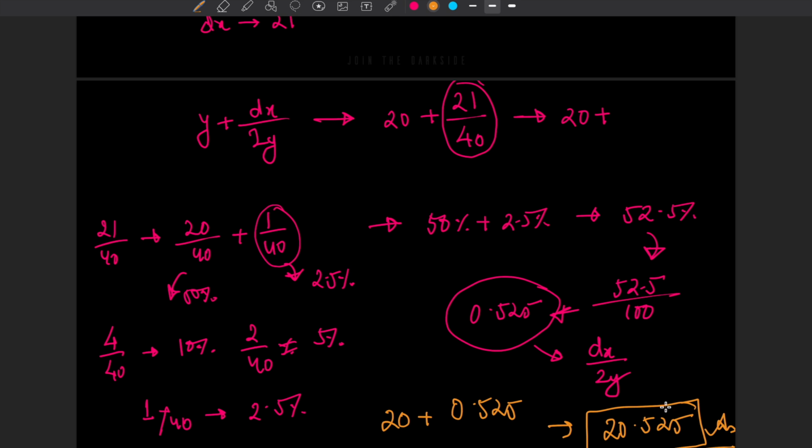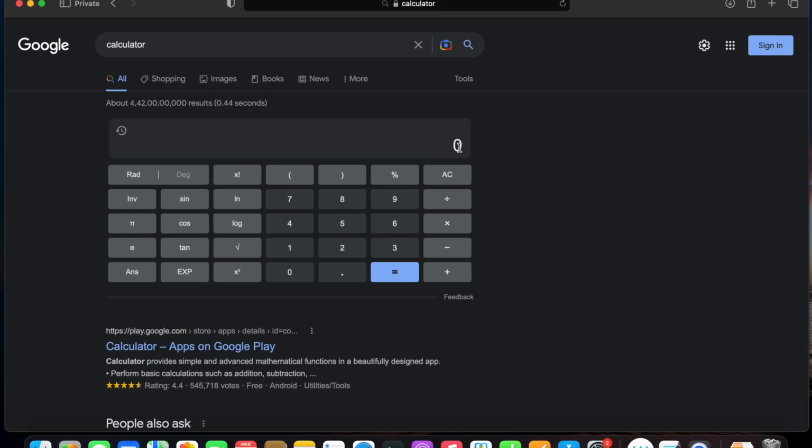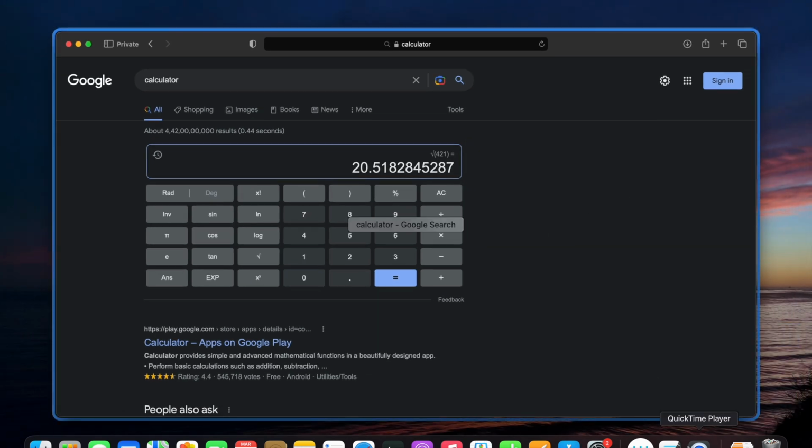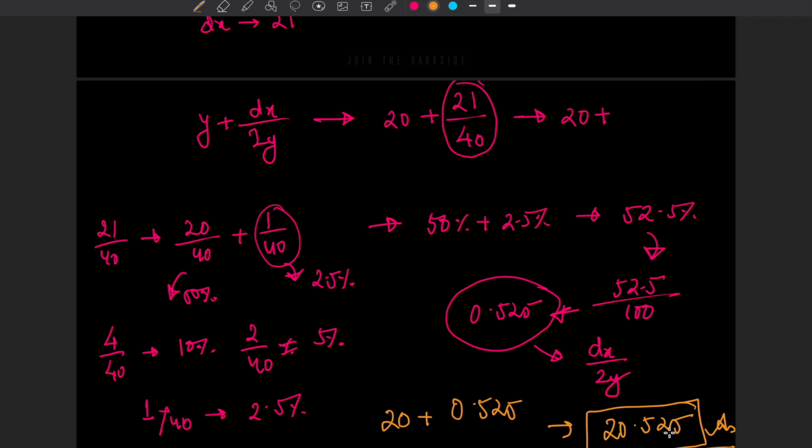We are actually very close to the original answer. We will check exactly what the answer is. We may or may not be the exact one. So the square root of 421 is 20.51, and we got 20.52. See, 0.01 difference. So we are so close.